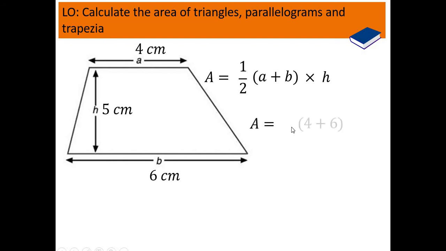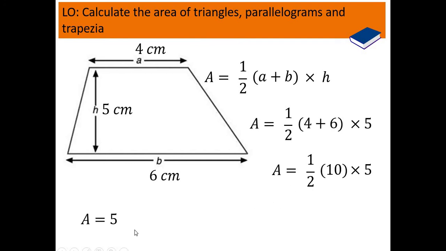So area equals 4, which is A, plus 6, halved, and multiplied by 5, our height. So area equals 10, because 4 add 6 is 10. Then we're going to half that and multiply it by 5. Half of 10 is 5, and then we multiply it by the height, which is 5, which gives us an area of 25 centimeters squared.